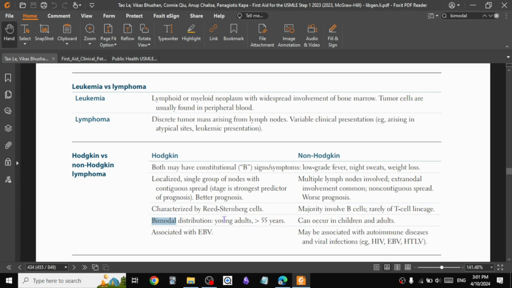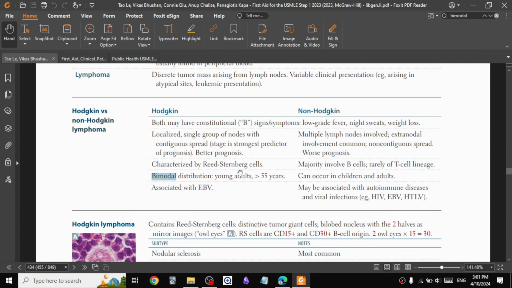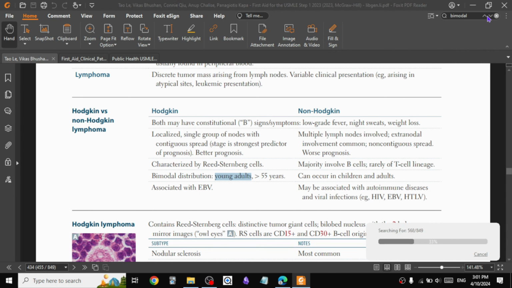In terms of diseases, you can have a disease in the young and you can have a disease in the old. So whenever you see this bimodal distribution, you have disease in the young and disease in the old, and we'll look through other examples as well. So you have Hodgkin lymphoma in young adults and you have Hodgkin lymphoma in older people. Let's see where else we see bimodal distributions.